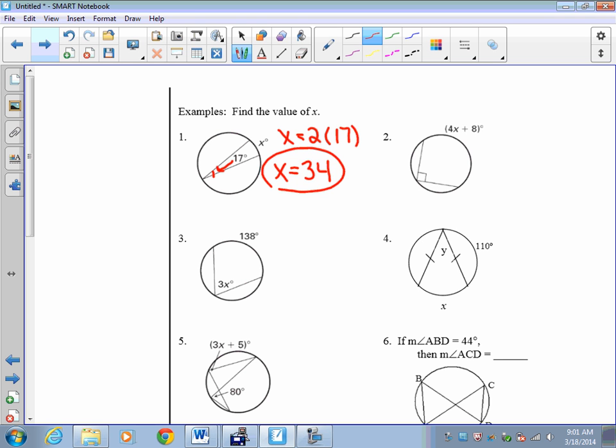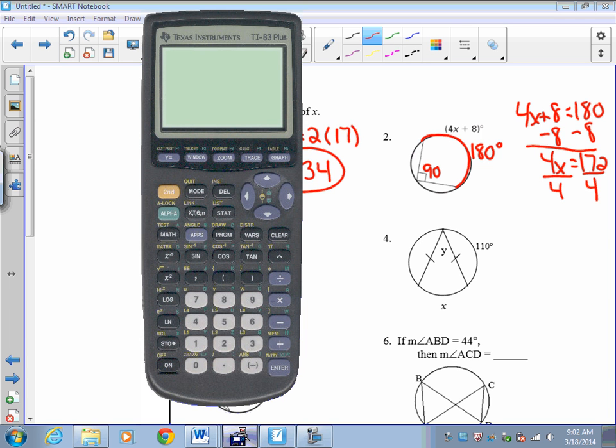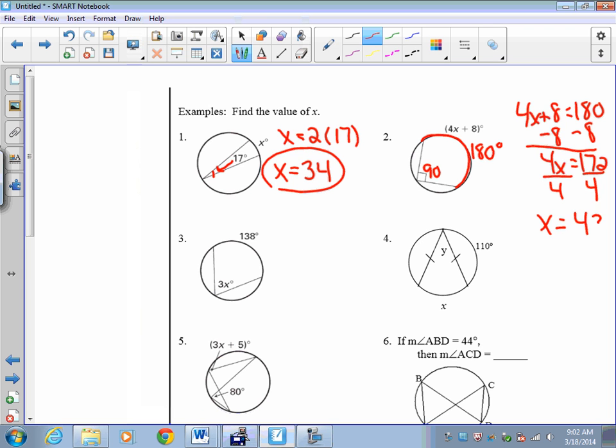For this one here, we have this arc here. This needs to be 180 degrees because this is 90. So we get 4x plus 8 is equal to 180. Subtract 8. We get 4x is equal to 172. And we divide by 4. We get x is equal to 43.